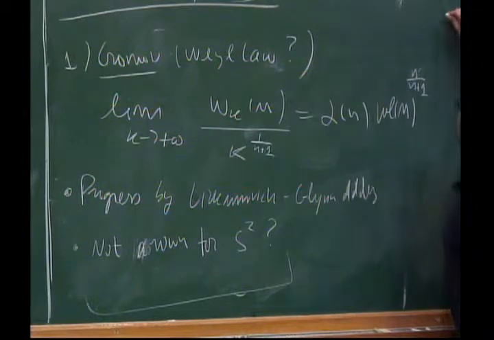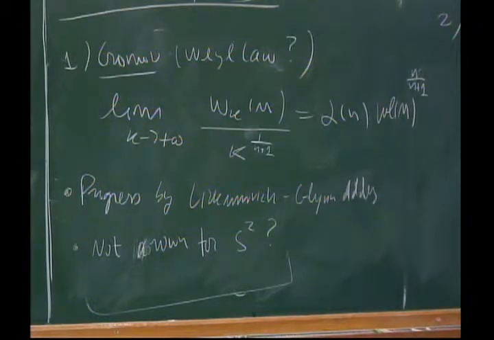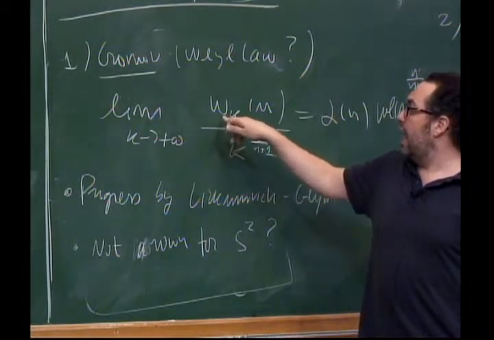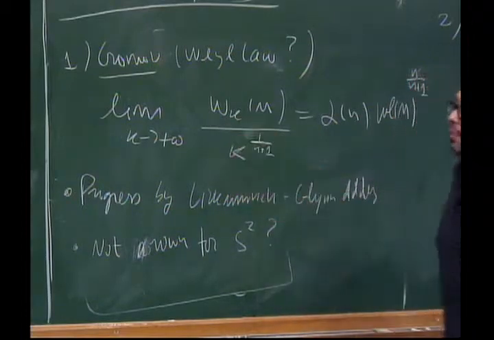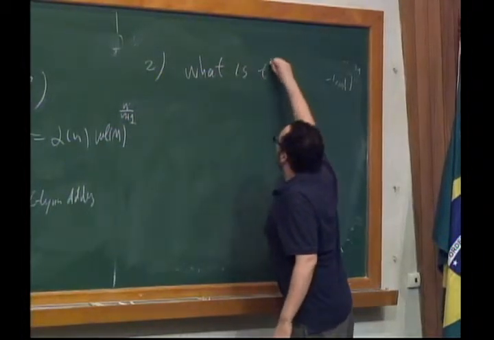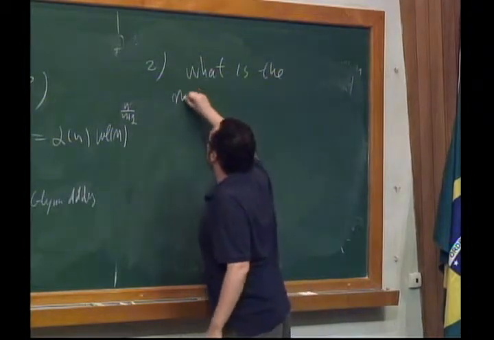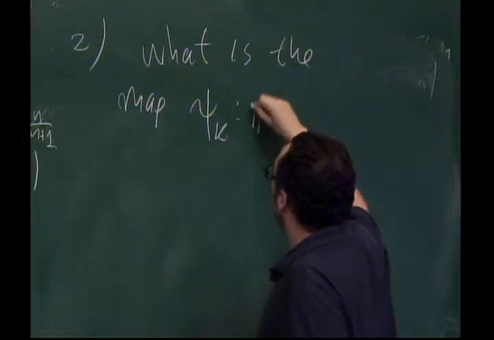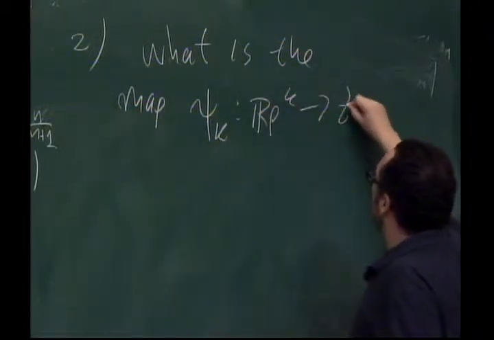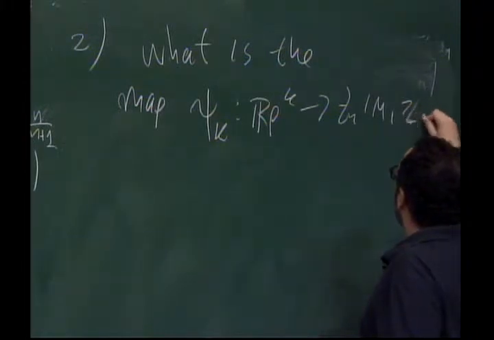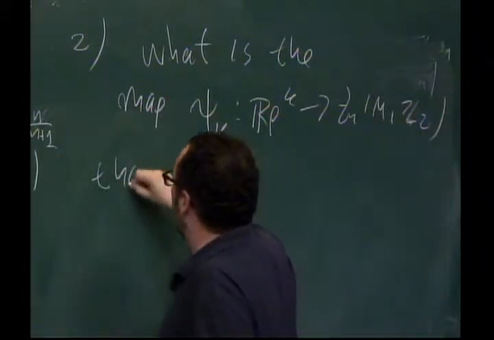So the second one is to understand what is the optimal map that gets asymptotically close to omega k. So what is the map psi k that is getting asymptotically optimal?